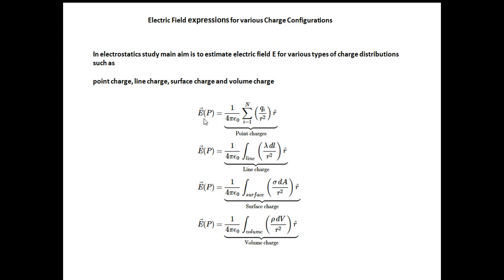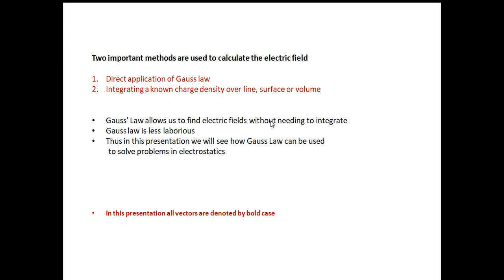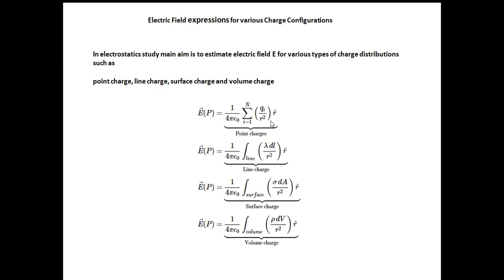So the electric field because of point charge is 1 upon 4 pi epsilon 0, summation i going from 1 to n, qi upon r squared r cap, where r cap is a unit vector. Now, like in the earlier example we had seen, there were three charges. So if three charges are there, this will be 3. Then next is a continuous charge distribution, which is a line charge.